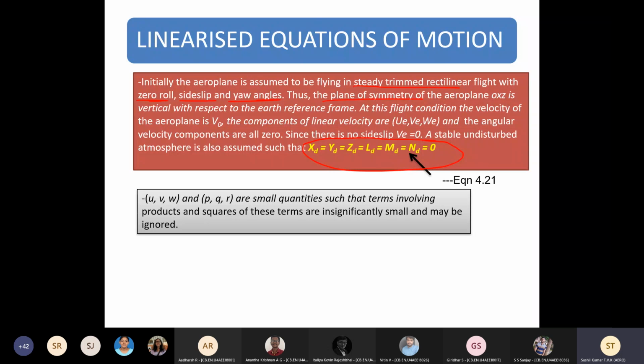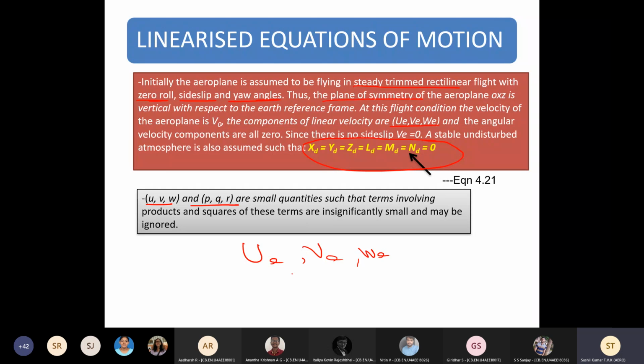And we'll assume that it has some equilibrium velocities UE, VE, and WE in the undisturbed state. Angular velocity components are zero, and there is no side slip. That's a major assumption we make. The atmosphere is calm. And then we'll also say that the product of these are all very small. When you say perturbation, it means very small disturbances. We are not talking about large maneuvers. So these are small quantities.